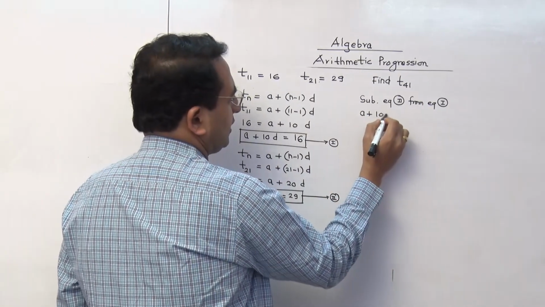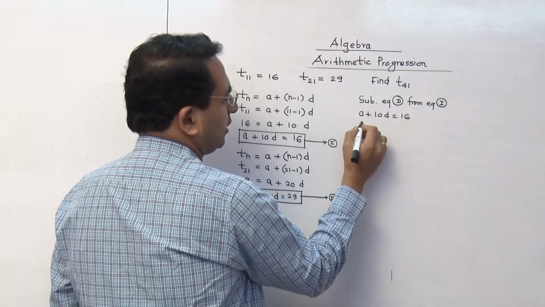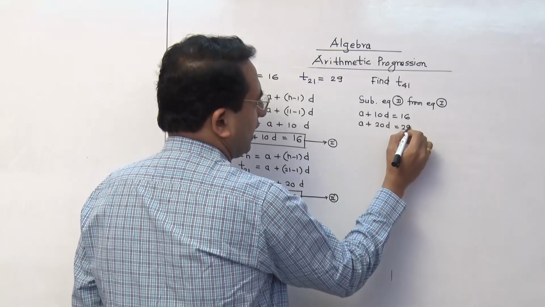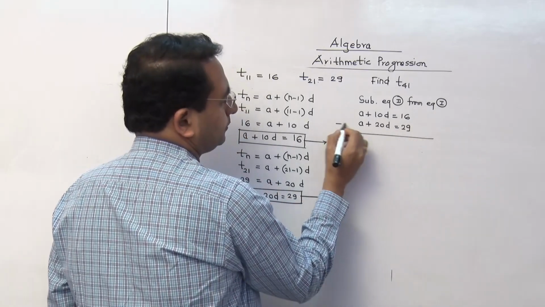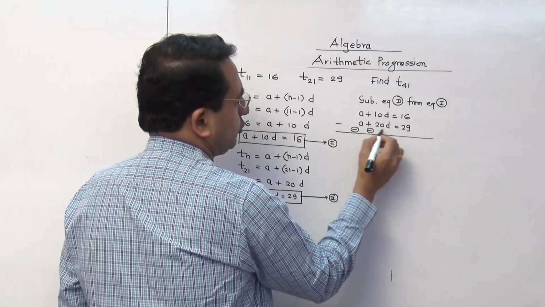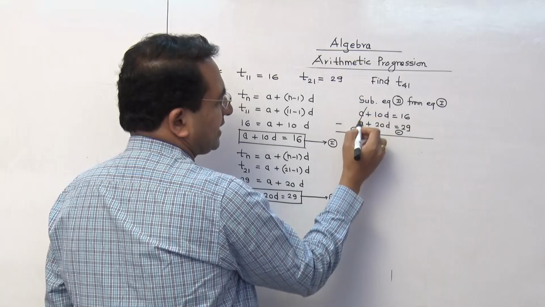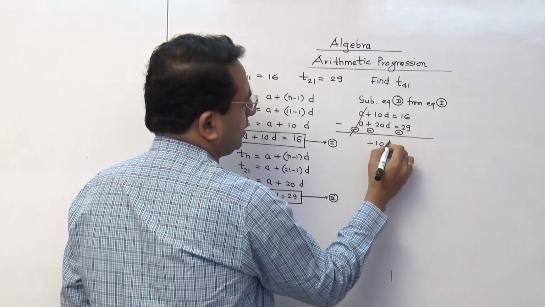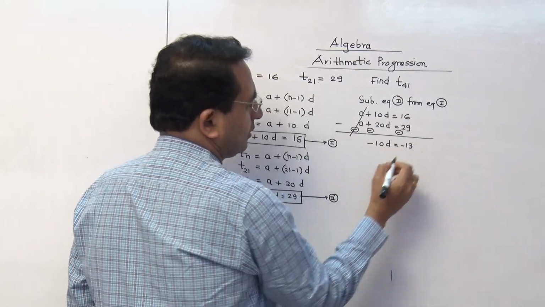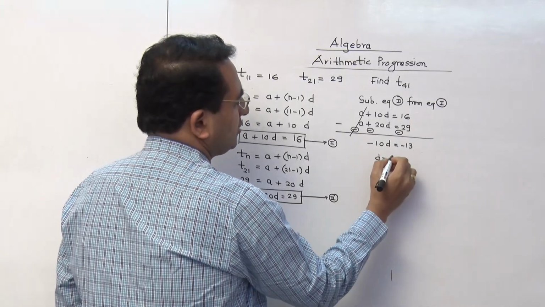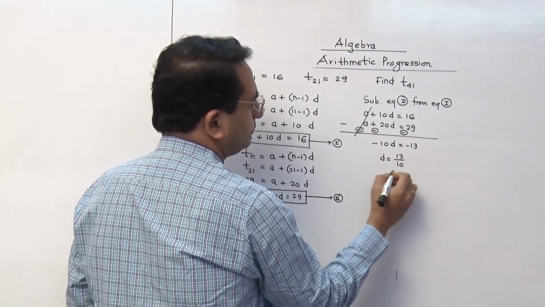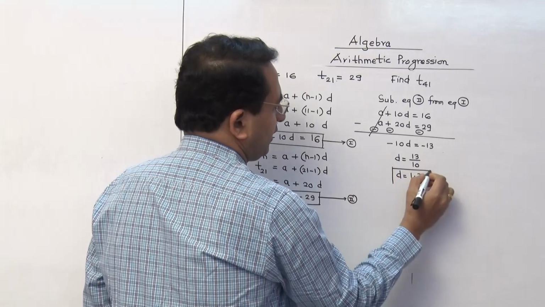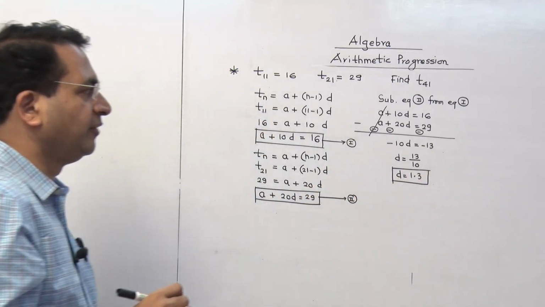A plus 10D is equal to 16. A plus 20D is equal to 29. So when you subtract it, this is minus, this is going to become minus, this is minus, A gets cancelled. 10D minus 20D, it is minus 10D, that is going to be minus 13. So the value of D is going to be 13 upon 10. So D is equal to 1.3. We can write and we get the fraction like this. There is no problem with that.